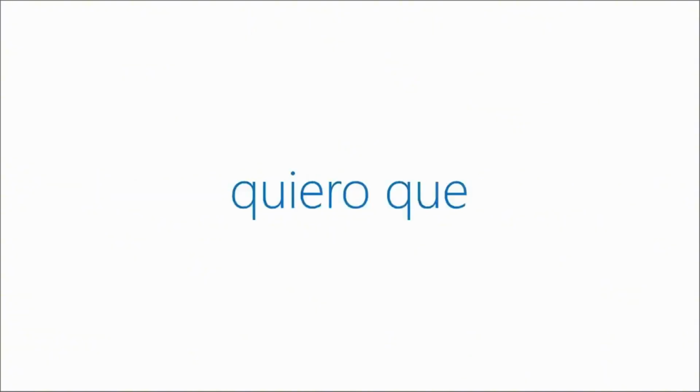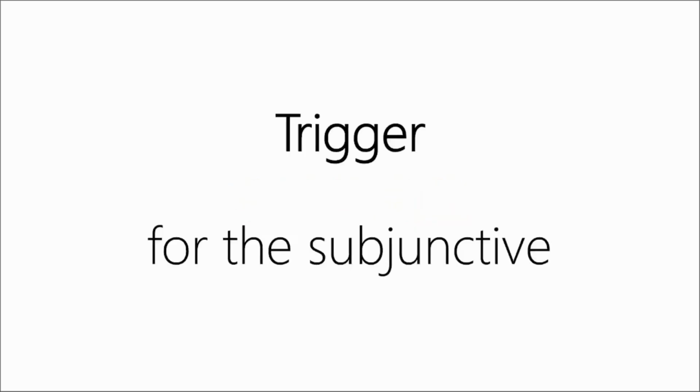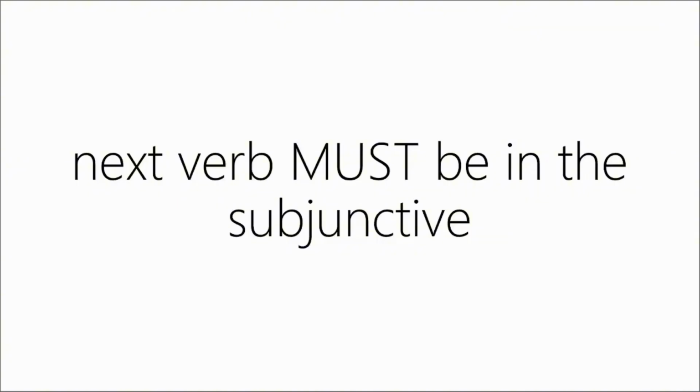Now, here's where it gets interesting, because this section here, I want that, would be quiero que. And quiero que is a trigger for the subjunctive. After you say quiero que, there's nowhere else to go. You've tripped the subjunctive wire, and the next verb must be in the subjunctive.